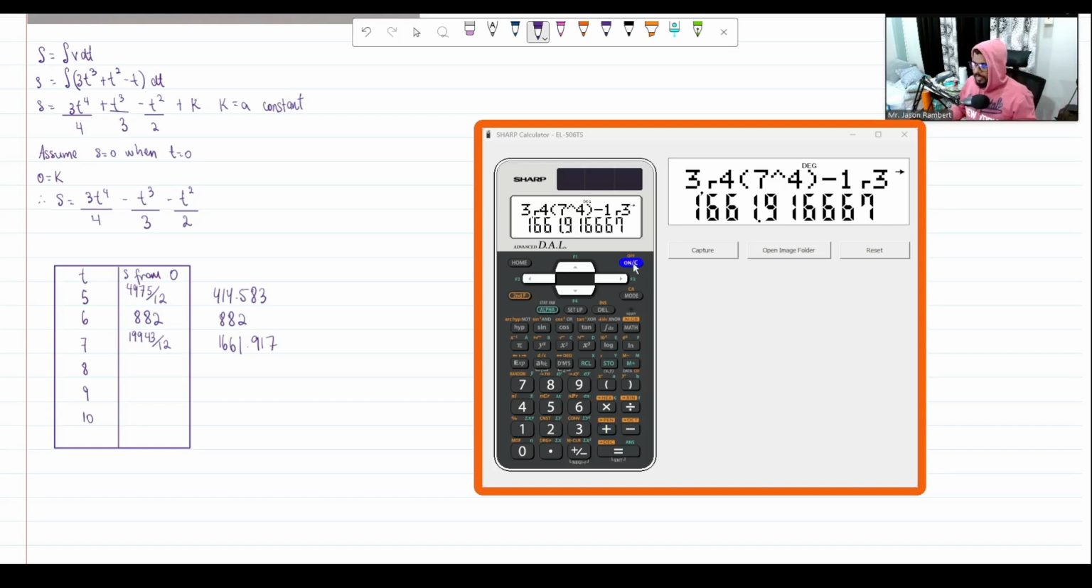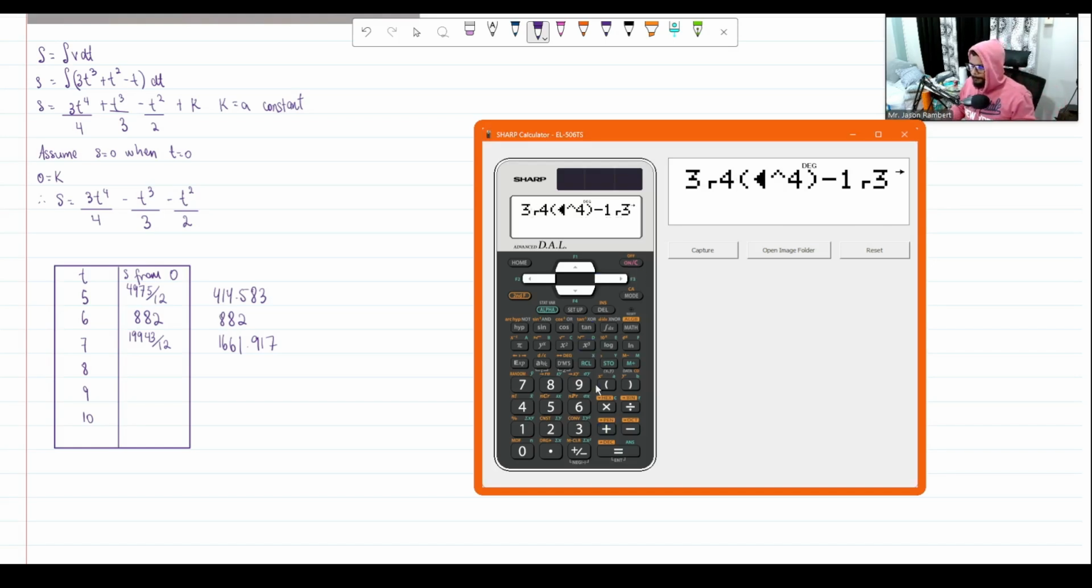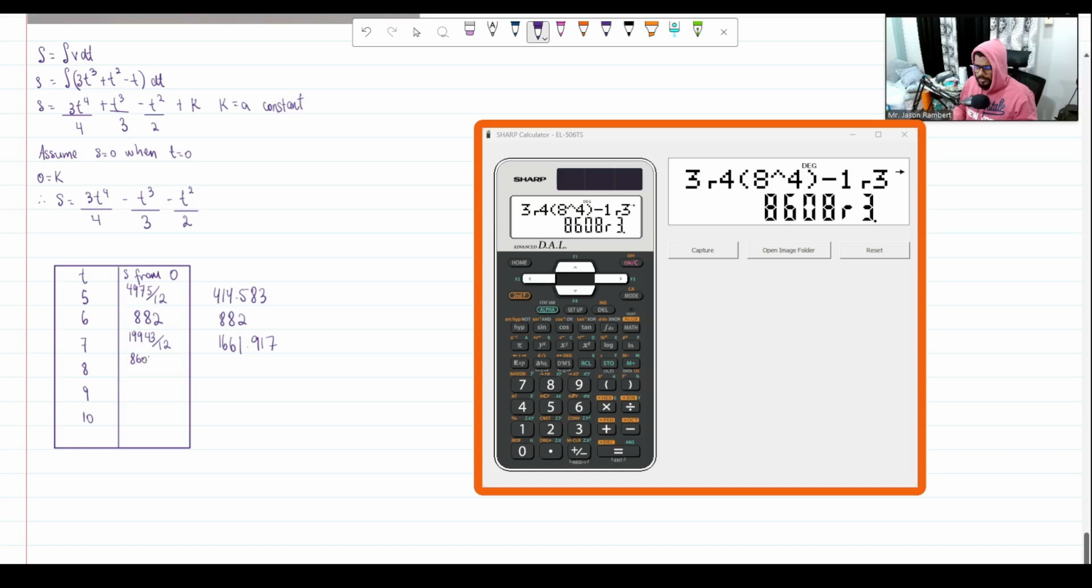8 now. Delete 8. All right, we're still moving forward. So this is going to be what? 8608 over 3. We're still moving forward.